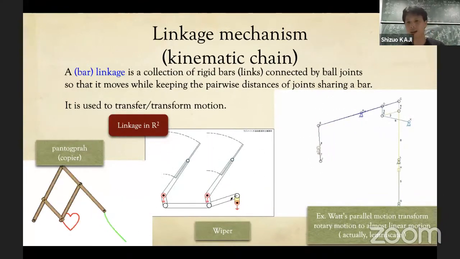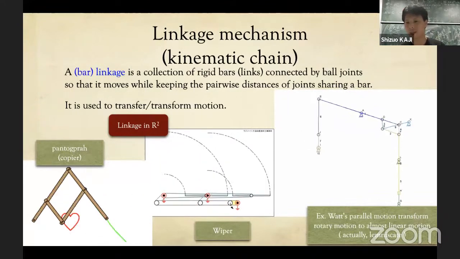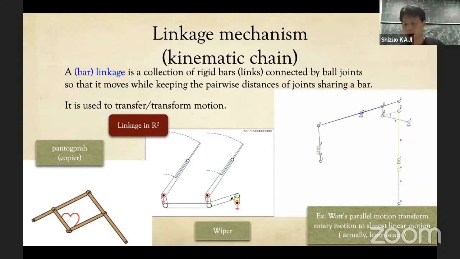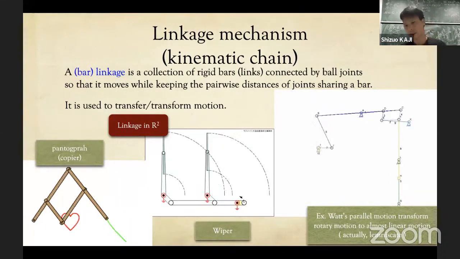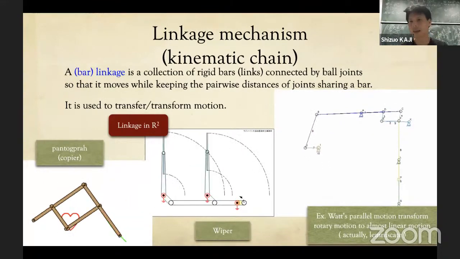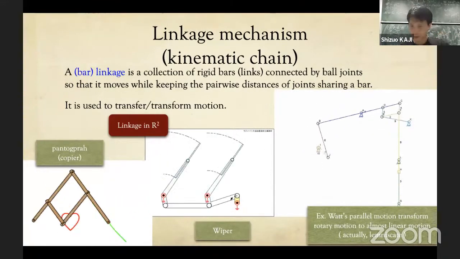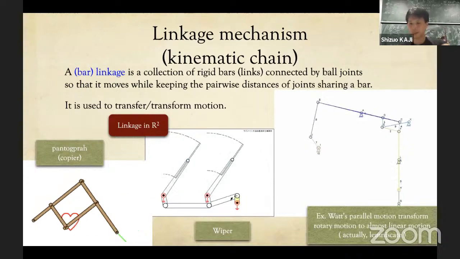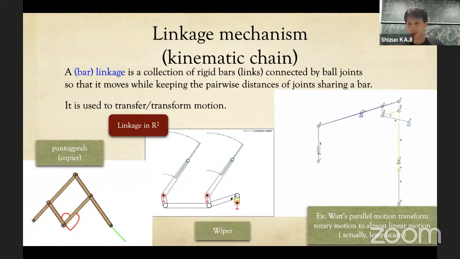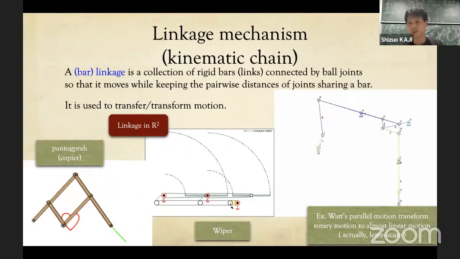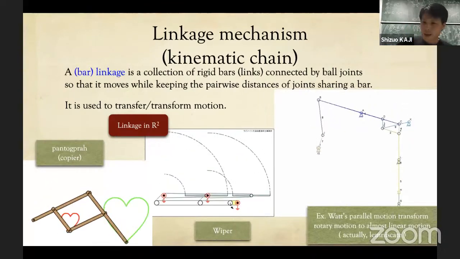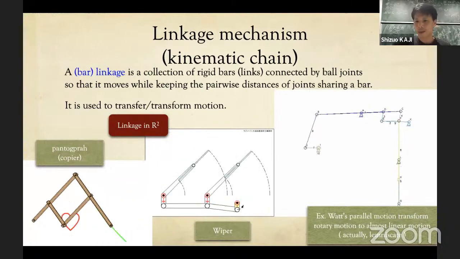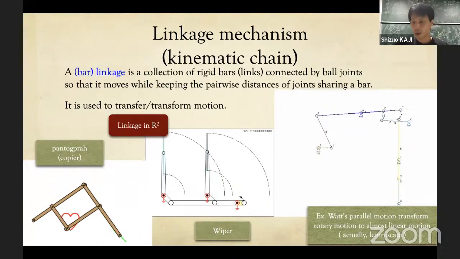And a similar idea is used in so-called Watt's parallel motion, which led to the Industrial Revolution. This linkage on the right converts the up and down motion of the piston into rotational motion of the wheel. And it is used in James Watt's steam locomotion.